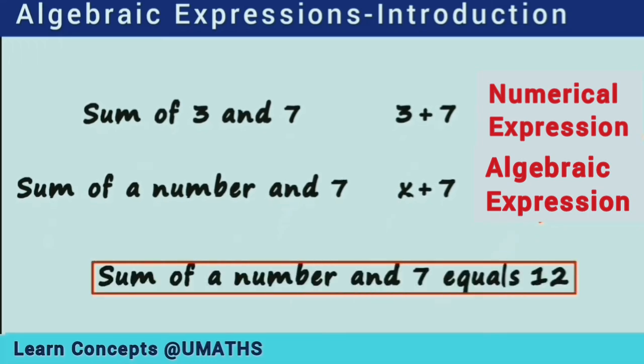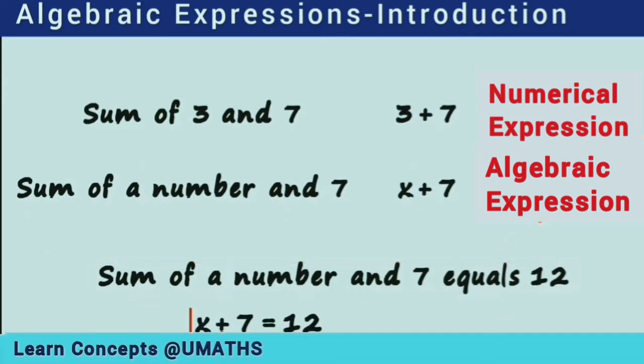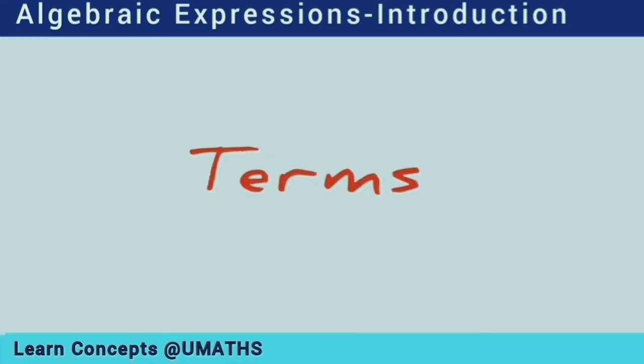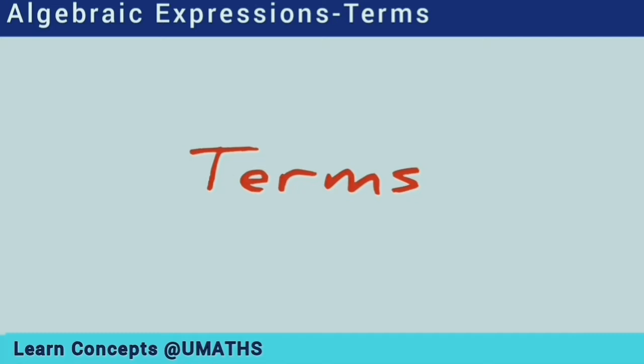Let us take this example to write a mathematical expression. The sum of a number and 7 equals 12. We can write x plus 7 is equal to 12. It has an expression on each side of the is equal to sign. These equations and expressions are made by terms.